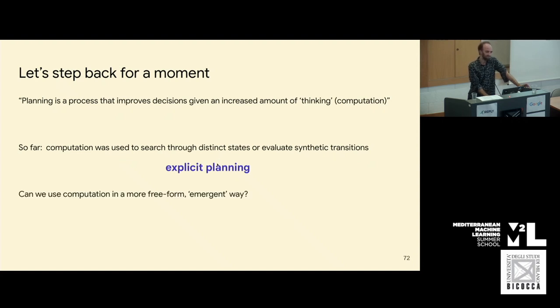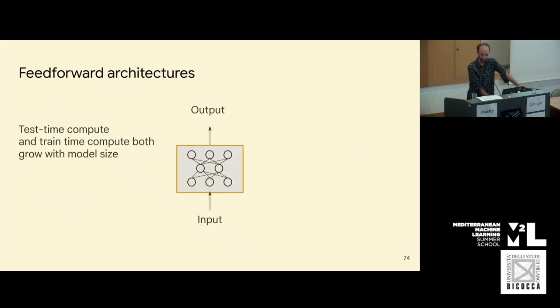And a question, paradoxical, controversial maybe, is: could we use the computation in a more free-form, emergent way, so to speak? So this is what I would call implicit planning. So let's think about any problem you want to solve. It doesn't have to be a planning problem, it doesn't have to be an RL problem, it could be a vision problem, it could be an LLM.